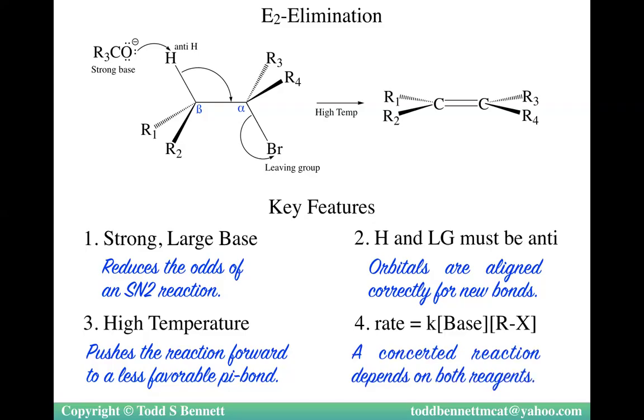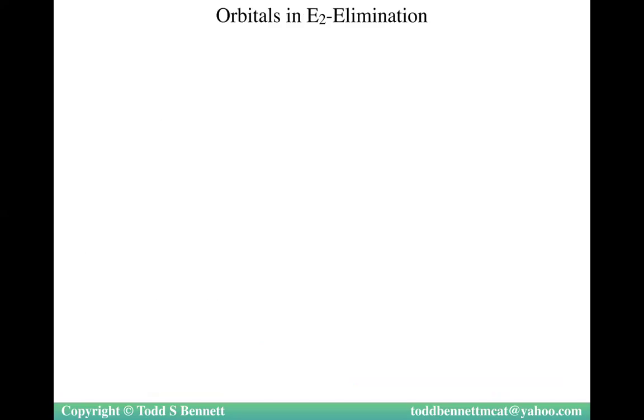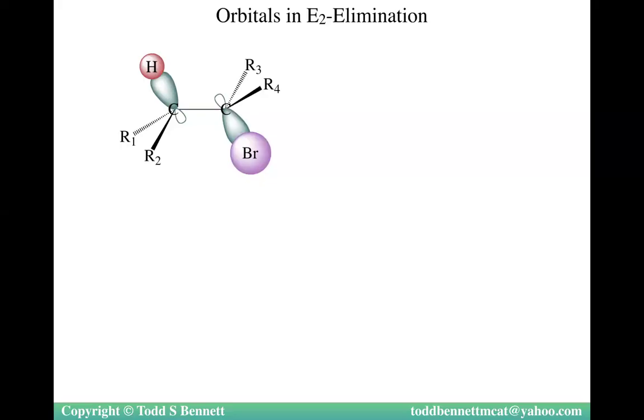So I want to look at this a little more carefully then. I want to look at the orbitals, because that whole anti-alignment, we should look at it a little more carefully. And what we'll see is if the H is anti to the leaving group, then this orbital on carbon, this sp3 hybrid, and this orbital, this sp3 hybrid on this carbon, are in the same plane. And they simply have to just rotate over to align the right way. So this is what we have in the beginning. They're aligned correctly, anti to one another.